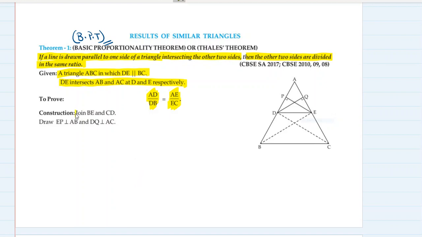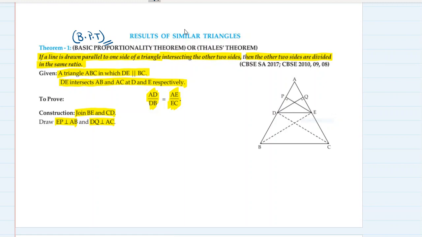Construction. We have to join BE and CD. After joining BE and CD with dotted lines, you have to draw EP perpendicular to AB. Do you see EP perpendicular to AB? Yes, and you have to draw DQ perpendicular to AC. Do you see DQ perpendicular to AC? Okay.